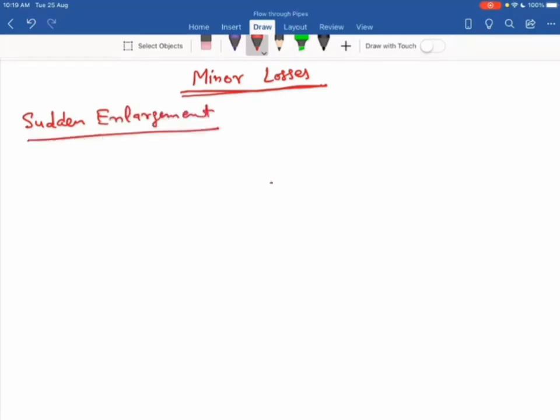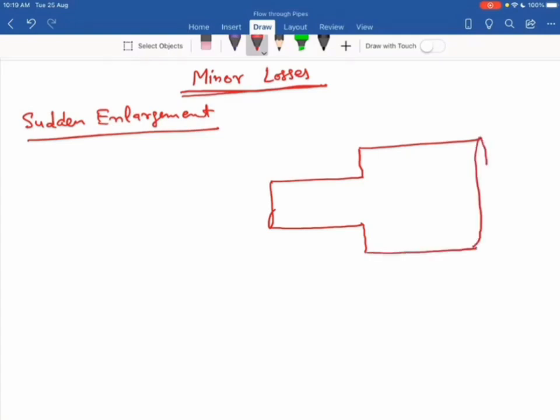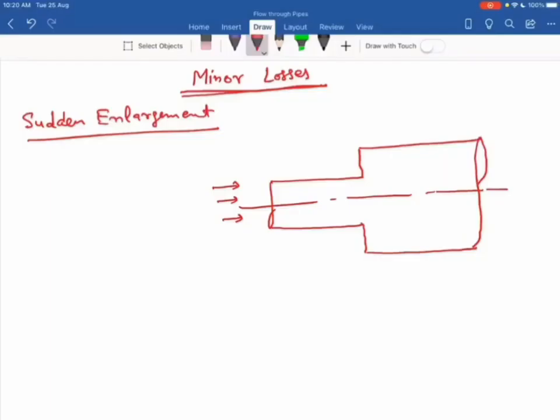Okay, now say we have this pipe. At this section, it suddenly enlarges. Okay, so this is the direction of flow. So I consider here two sections. One is at the entrance. So this is my section 1 and this is the section 2. Okay, so when liquid comes out from this end, it takes a shape like this.